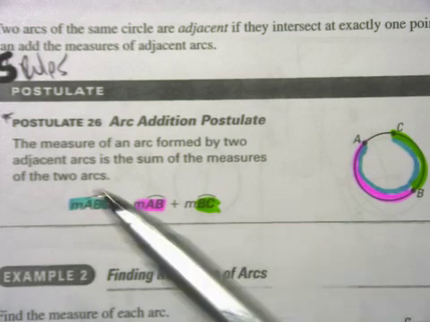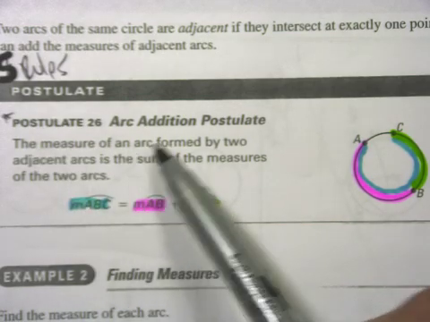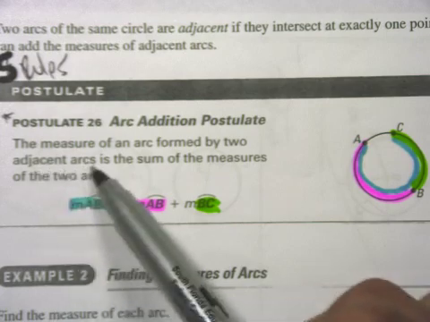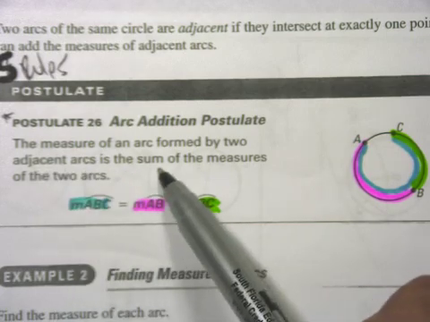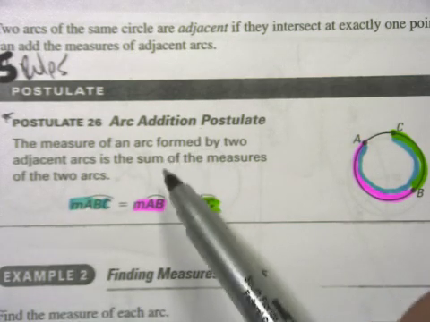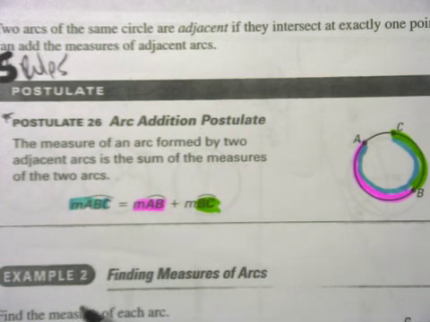The first rule states that the measure of an arc formed by 2 adjacent arcs, that means by 2 arcs that are next to each other, is the sum of the measures of the 2 arcs. Remember that sum means addition. So what does that mean?